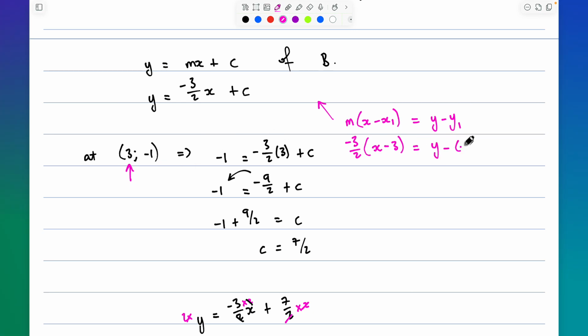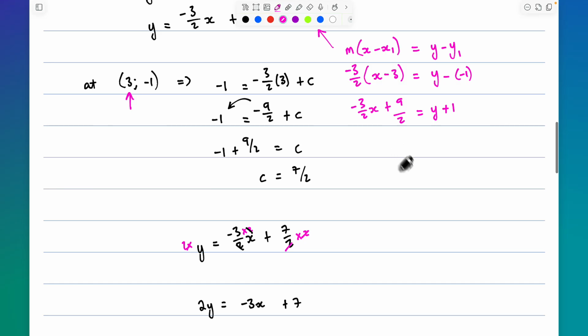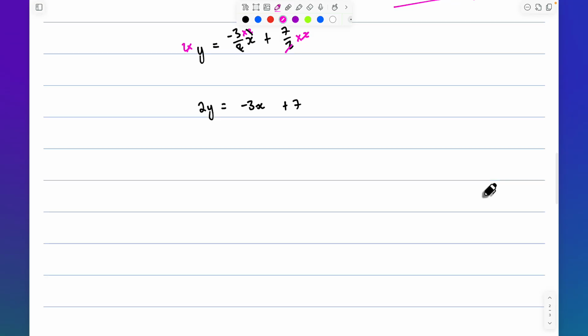Y minus negative 1. So quickly to simplify this, negative 3 over 2 times negative 3 gives you positive 9 over 2. That's equal to y plus 1, because two negatives make a positive. So to make y the subject of the formula, you're still going to get negative 3x over 2 plus 9 over 2 minus 1, that's equal to y. Therefore, your y is equal to negative 3x over 2 plus 7 over 2. So it always gives you exactly the same answer, whichever method you want to use. You can just make that decision on your own.